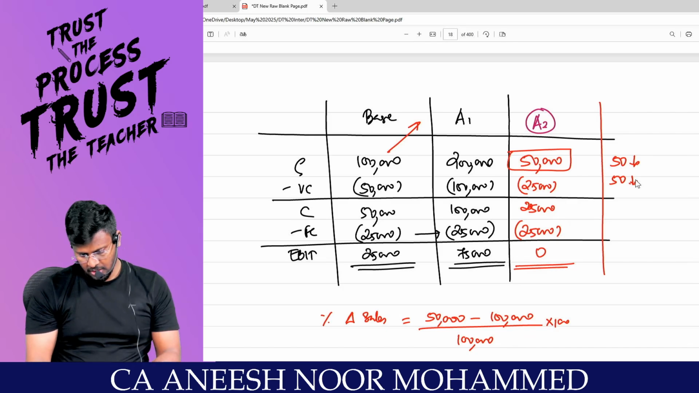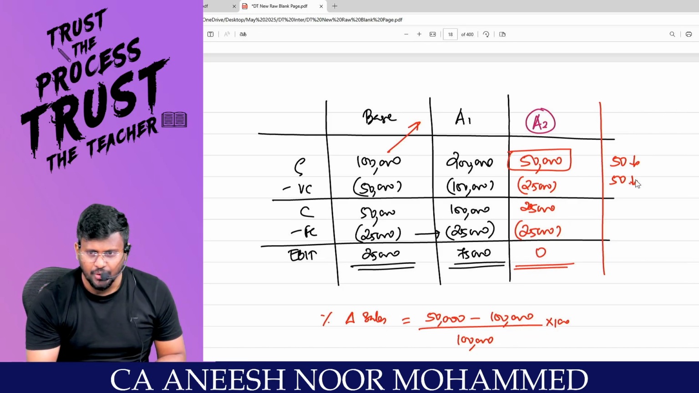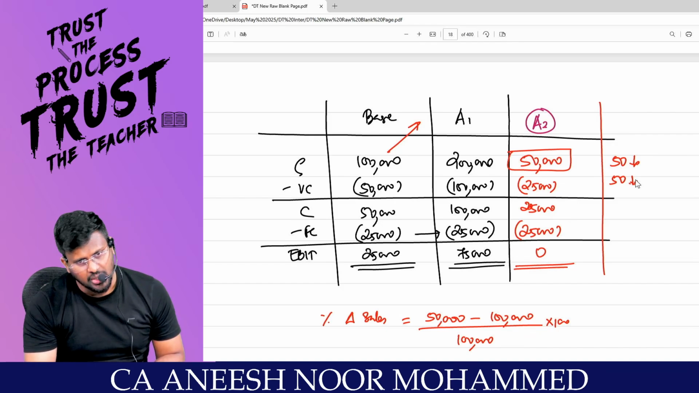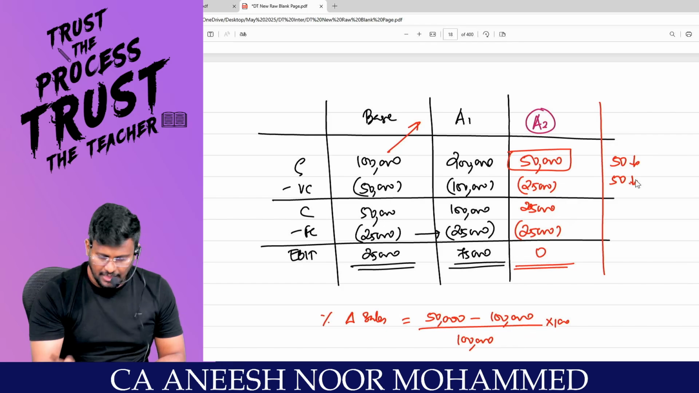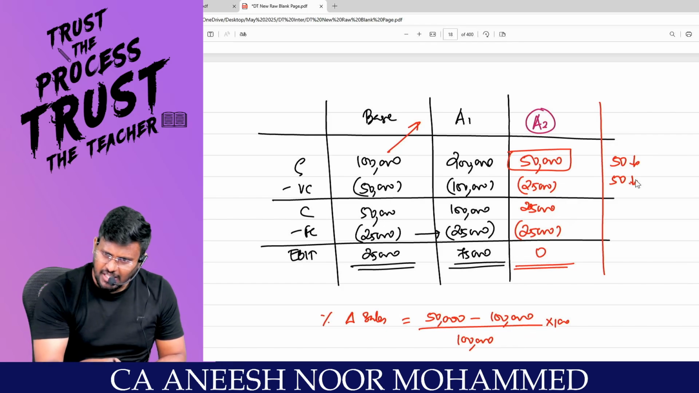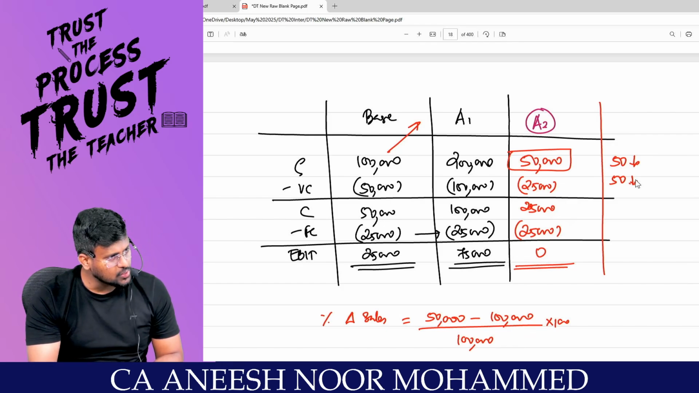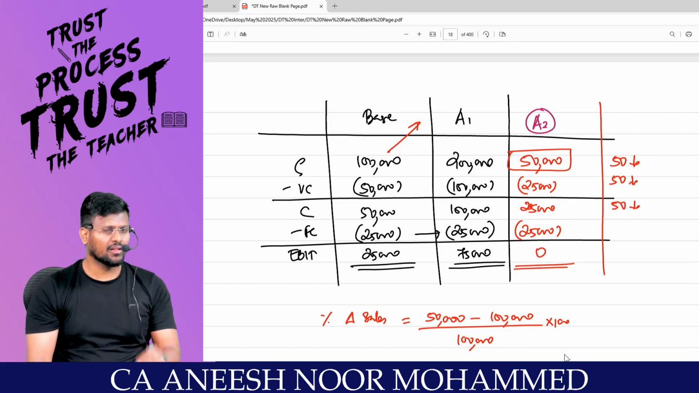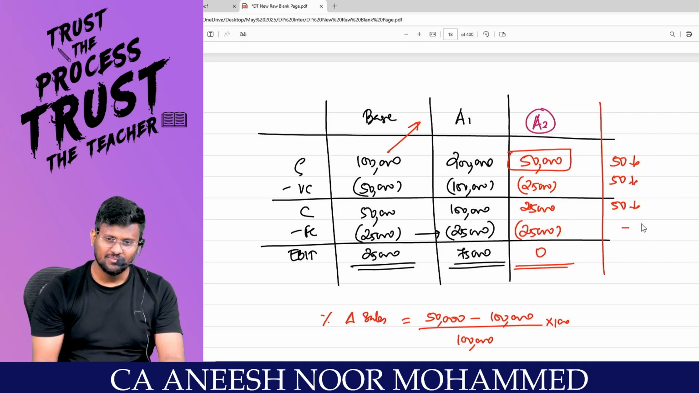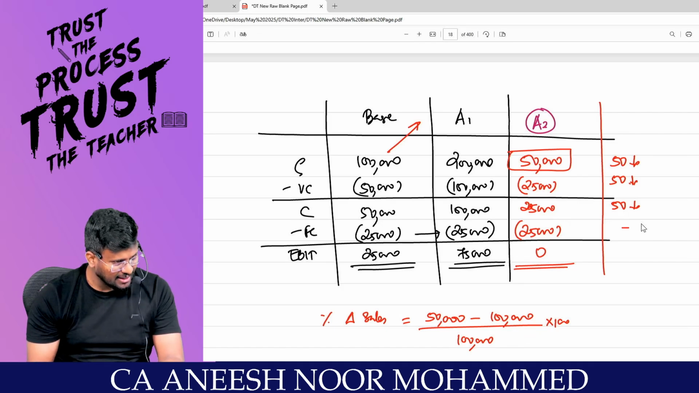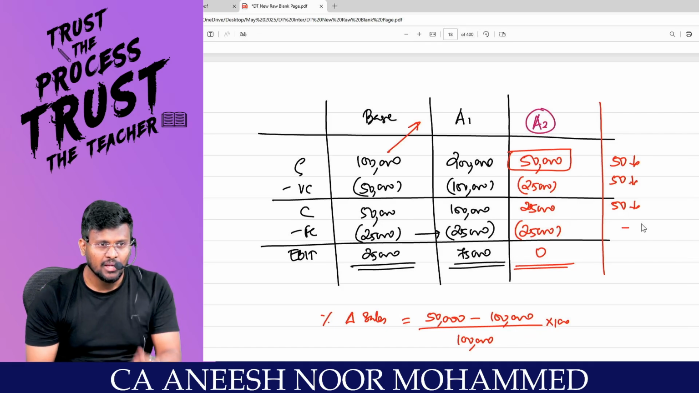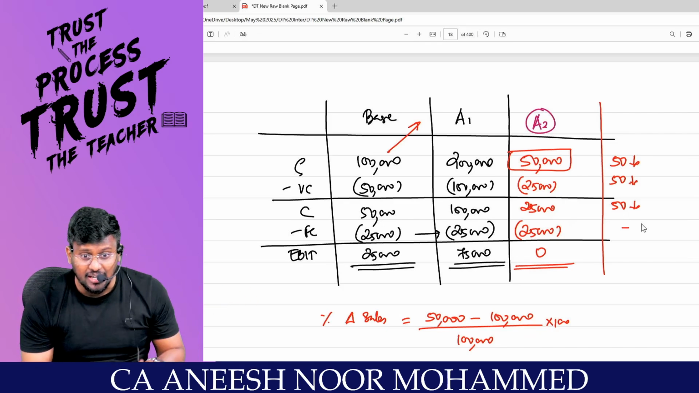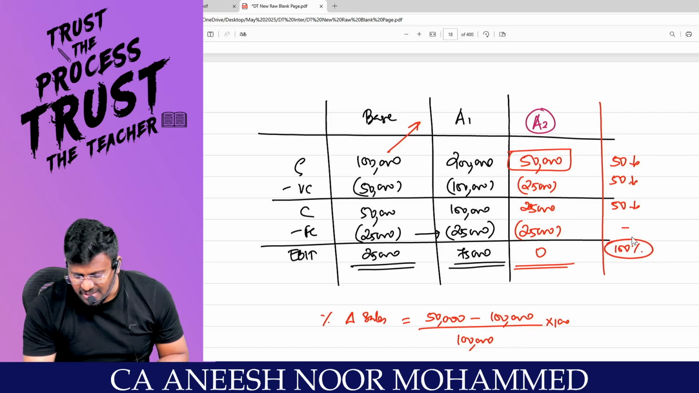Comfortable? Now contribution: new contribution minus old contribution divided by old contribution into 100. Right, sir? Then 25,000 minus 50,000 divided by 50,000 into 100 comes to minus 50%. I am happy. There is no change for the fixed cost. What is the change in EBIT? 0 minus 25,000 divided by 25,000 into 100 comes to minus 100%. I am sad.